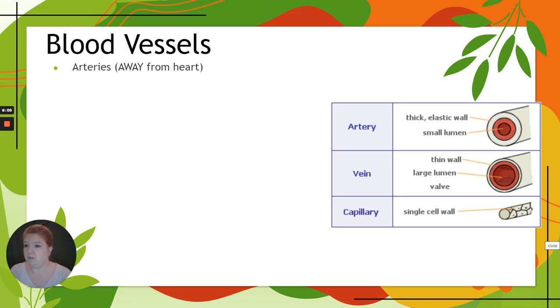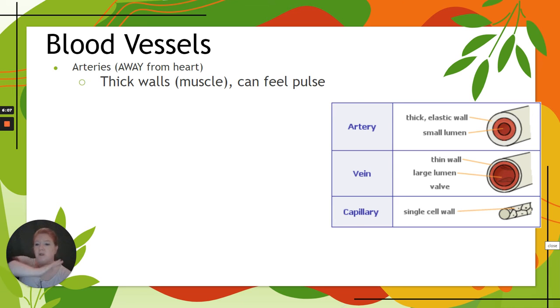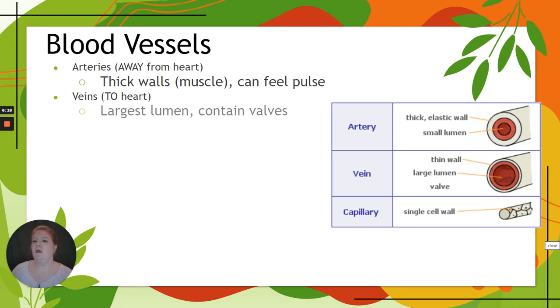All right, so let's talk about blood vessels. We have arteries that carry blood away, A for away from the heart. They have thick walls, a lot of muscle, and you can feel the pulse. Veins bring blood back to the heart. They have the largest lumen, that's the space where blood is allowed to flow. So most of our blood, percentage-wise, is in veins. And they contain valves to prevent backflow.